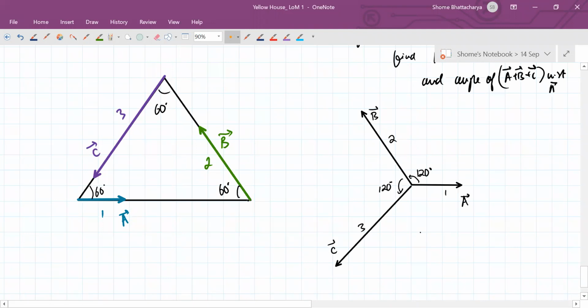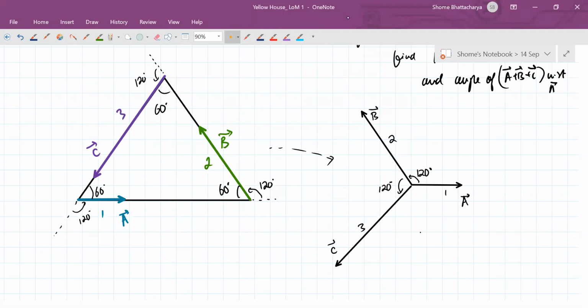Because you can see here that this angle is 120. This angle 120. So from that, if I picked out these vectors, then this is the shape. This is the meaning of the question.